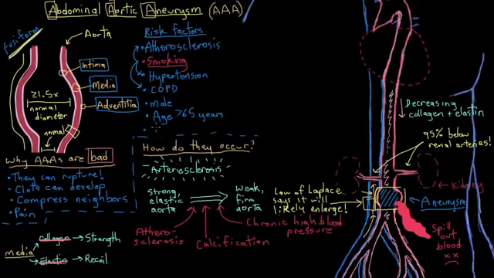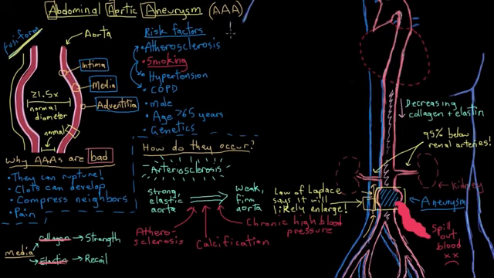Genetics is also a risk factor. When I say genetics, I'm referring to a family history, a positive family history. So if a first-degree relative has developed an aneurysm, then you're at an increased risk of developing an aneurysm. And also other genetic reasons. If you have a genetic condition that causes malformation of your collagen and elastin, that would predispose you to developing an aneurysm. How do you know if you have a AAA?